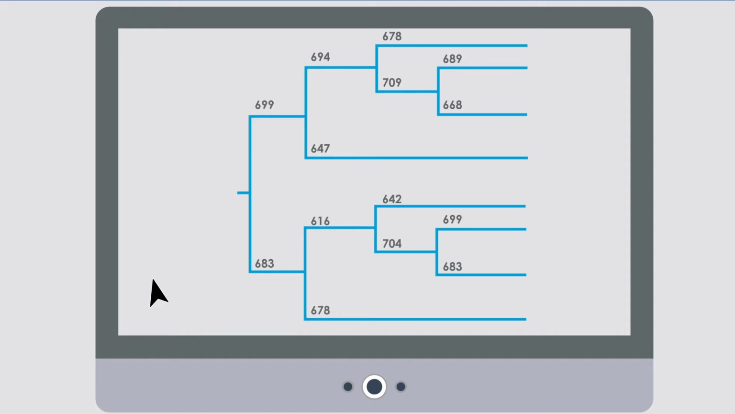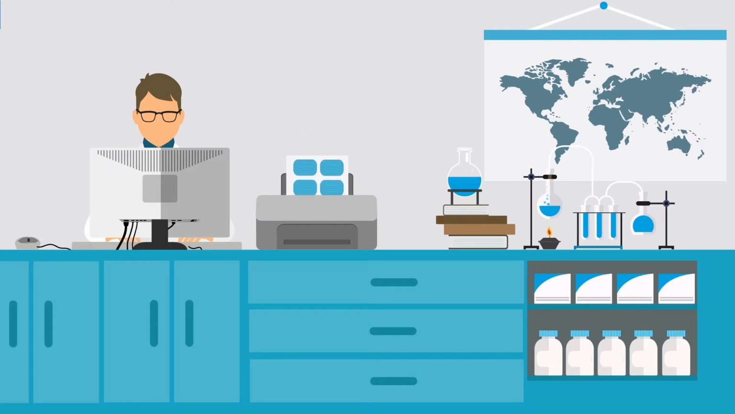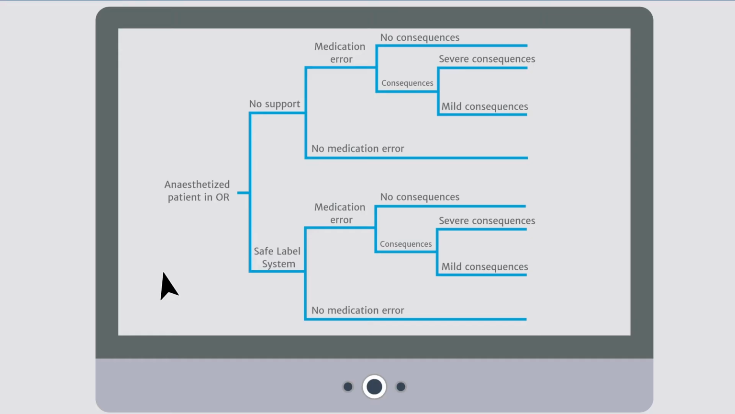As an illustration, we use the following case. The operation room is a hectic environment in which mistakes are made when administering medication. The innovation Safe Label system helps to prevent these mistakes. If we want to make a model for this case, it would look like this. This analysis is important for the assessment and is the starting point for the headroom analysis.